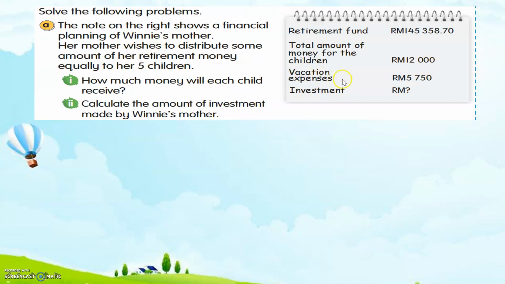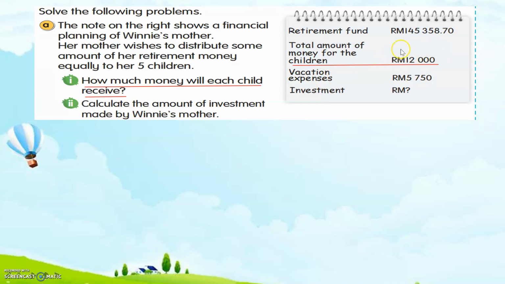The vacation expenses is 5,750 ringgit. The money for the investment is not shown here. The first question: how much money will each child receive? First, we should underline the keyword or questions here.